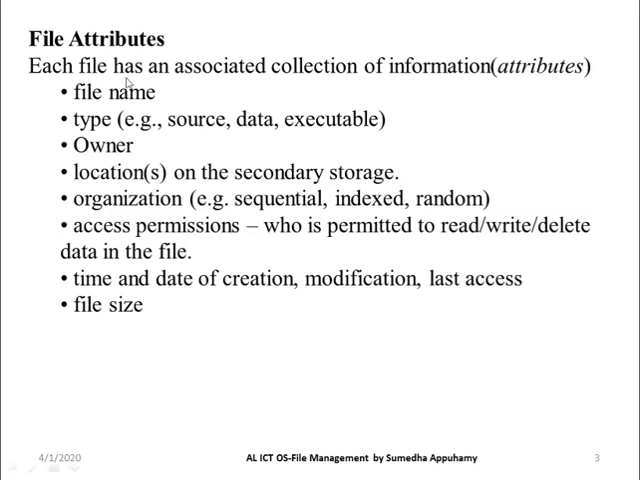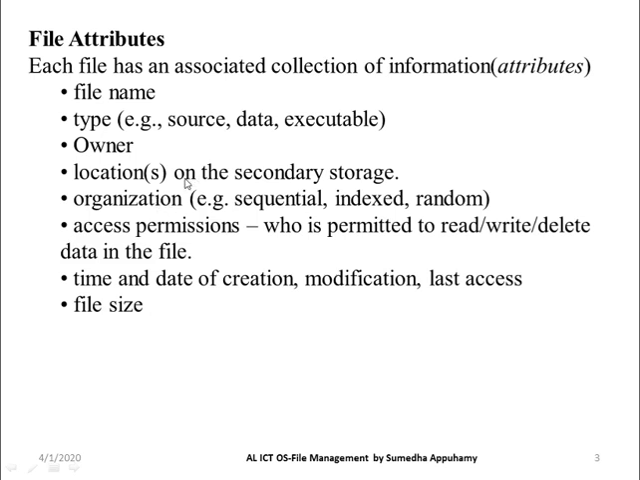Now, when you consider a file, first you have to know the attributes related to the file. Each file has an associated collection of information, the attributes: file name, type, owner, location, organization, meaning how the file is stored. Then access permission: who can access this file, who can edit it, who can delete it, who can read it, and who can read and write. Also time and date of creation, modification, last access, and the file size. You all have seen these things.